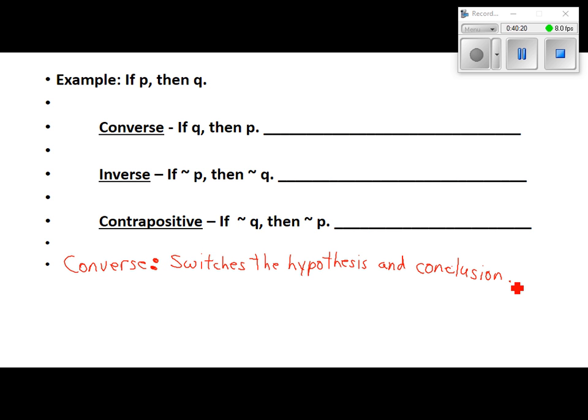These are very simple. This chapter, AJ, is not real easy, but these are pretty simple if you focus right now. So all it does is switch the hypothesis and the conclusion. That's what the converse of a statement is. What's my hypothesis in this original statement right here? Q. So underneath that, hypothesis. What's my conclusion? P.